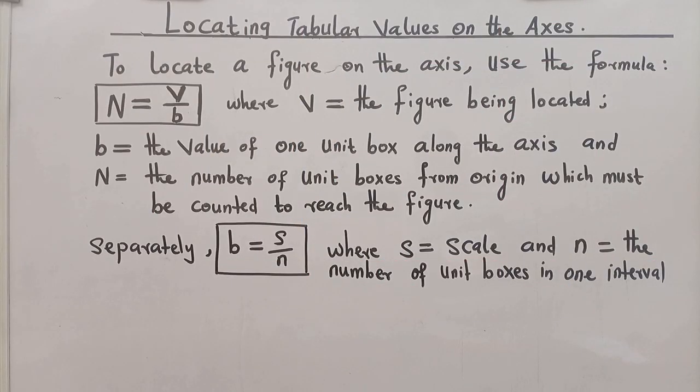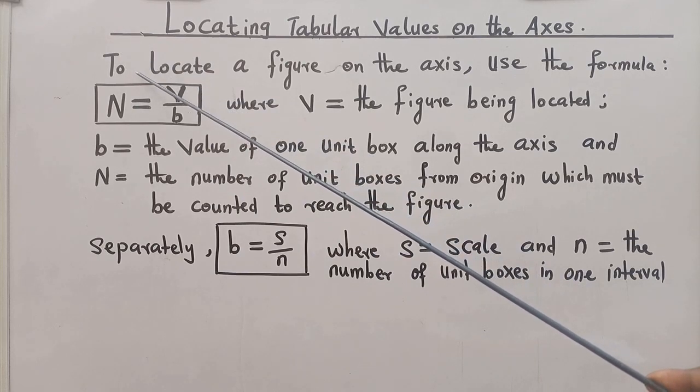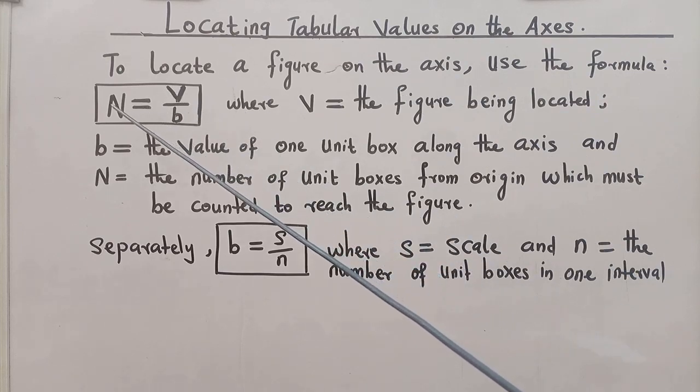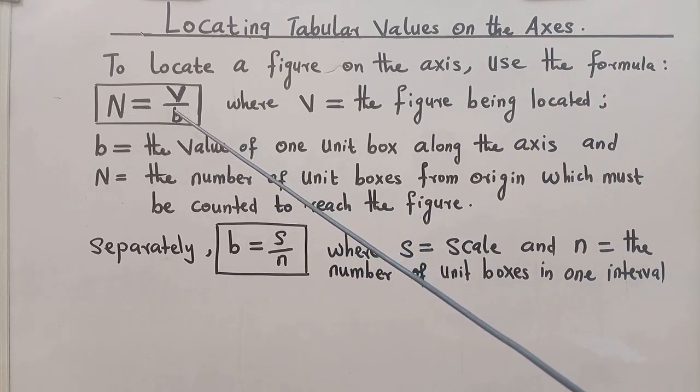Please notice how I use an existing problem, a foregoing case, to explain how to locate tabular values on the axis. Please follow through. As you can see on the screen, it says to locate a figure on the axis, use the formula. And what's the formula? Capital N is equal to V over small b.